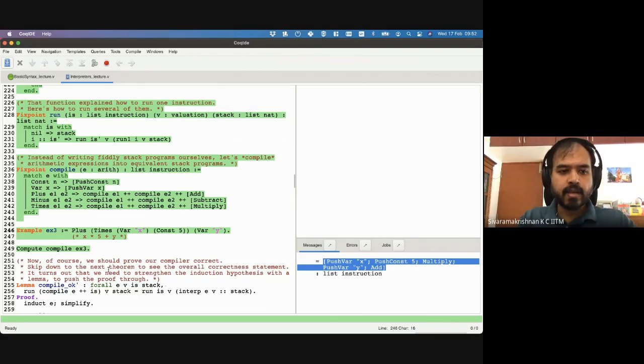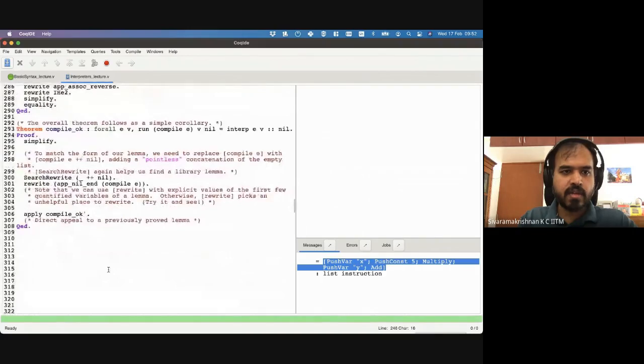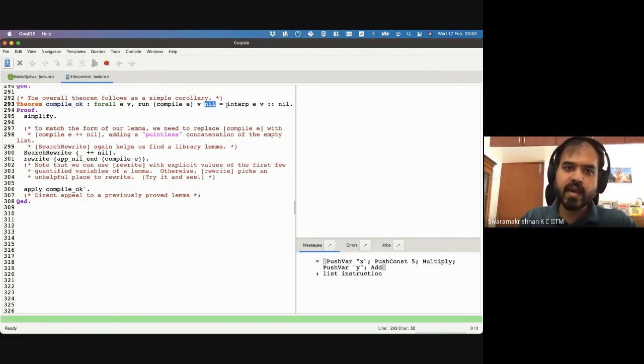Okay, and what we want to show, right? So this is sort of the lemma, but here's the overall theorem. What we want to show is that for any expression and valuation, if you run the compiled program under the valuation in an empty stack, it is the same as interpreting the expression under the valuation. Running a program will just result in a stack.